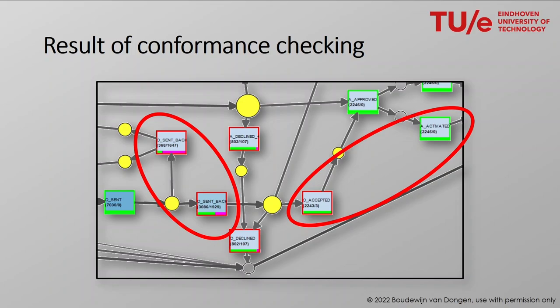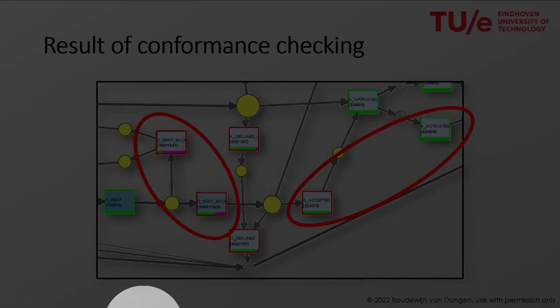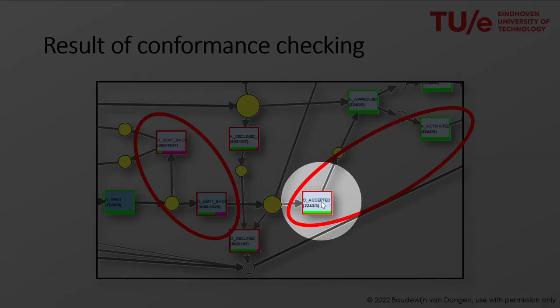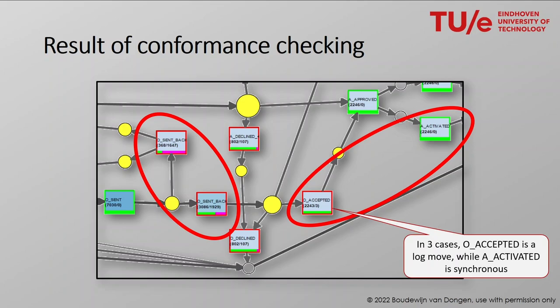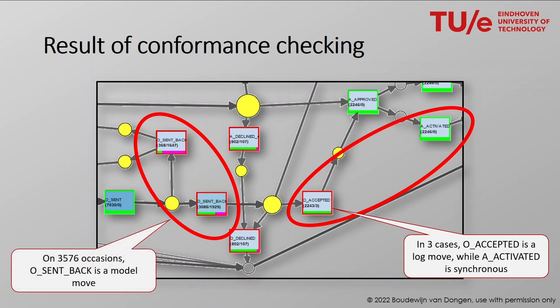The same holds here. We have three cases where offer accepted did not happen, but A activated did. And A activated means application activated, money is being transferred to the customer. So how do we interpret this? There are actually 3,500 cases when offer sent back is a model move. So we started looking for the physical explanation, right, in the underlying process. What's going on here? That's a funny story.